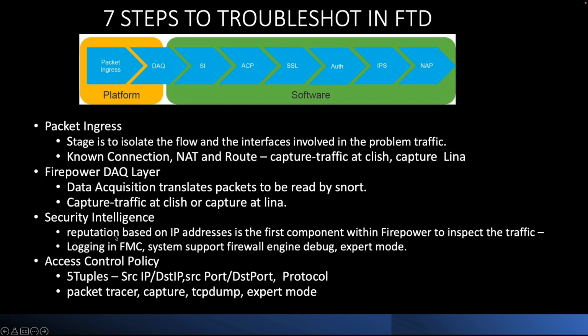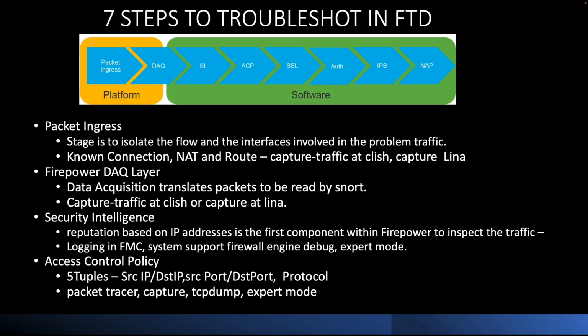The security intelligence is not really easy to find out through the CLI. We have system support, firewall engine debug, and the expert mode. I will show that to you guys. But one of the best ways to do it is to go to the FMC, go to Analysis, Security Intelligence Events, and check there if the IP address or the URL or the DNS name that we're trying is being blocked.